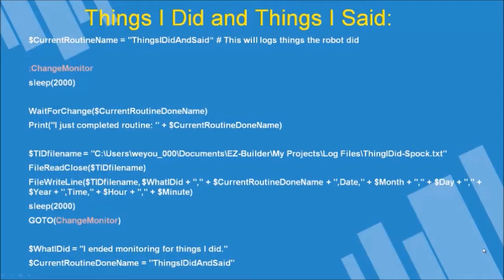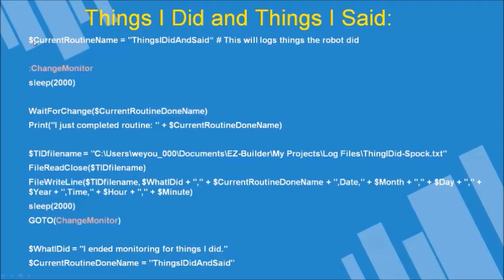Now this, in my robot's brain, the things I did and the things I said, it's one of the most important routines in my robot's brain. It's what really creates the primary memories of my robot. And it is a script that is always running. This is the code for it.